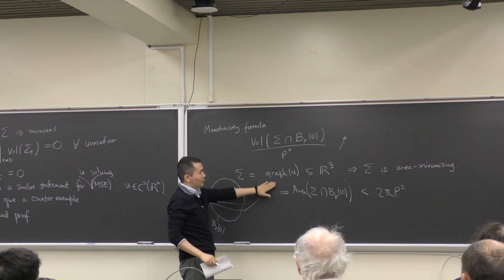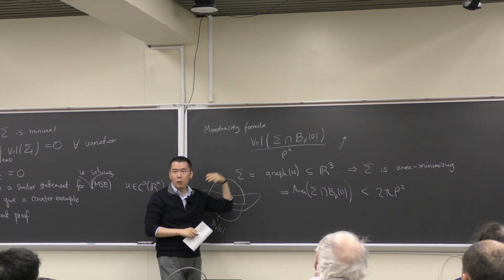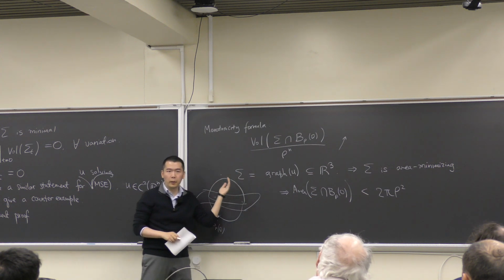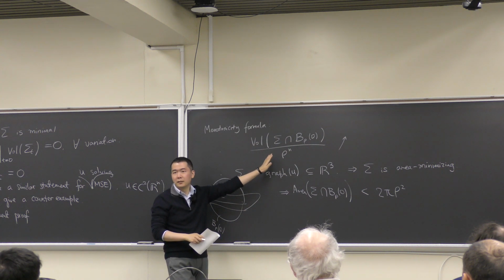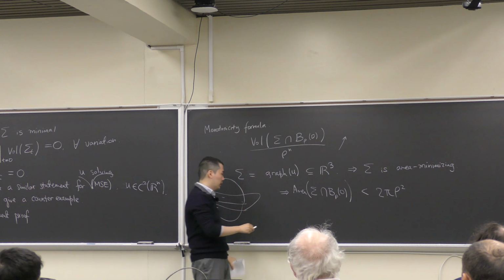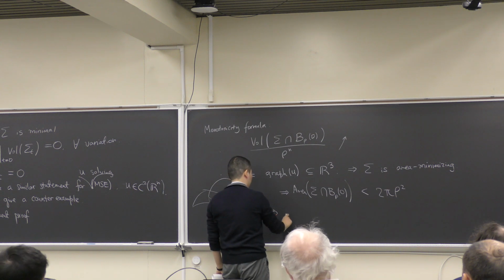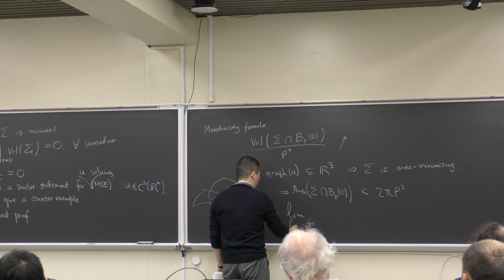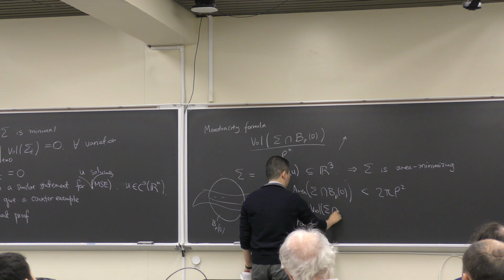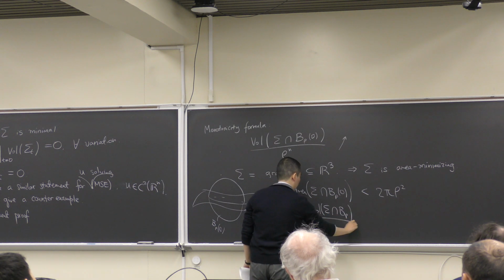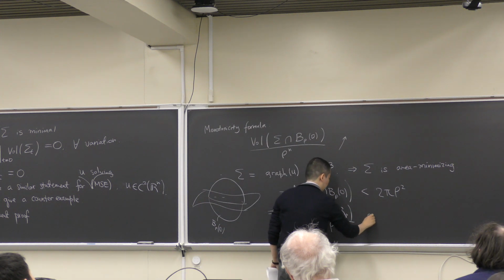Now, combining these two statements, you have a monotone quantity which is uniformly bounded from above. This tells us this monotone quantity actually has a finite limit. So this means the limit as rho goes to infinity of the volume of sigma intersecting B rho over rho squared exists.